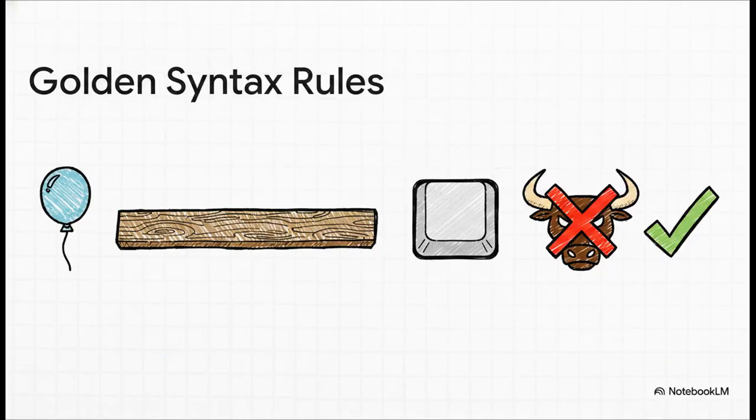So to keep the compiler happy and avoid those annoying lossy conversion errors, you really just need to memorize a few golden syntax rules. First, if you specifically want a float, you've got to append a lowercase f to the number. Second, if you're using a massive long integer, append an L to the end of it. Third, always use single quotes for your chars. And finally, use the full keyword boolean.